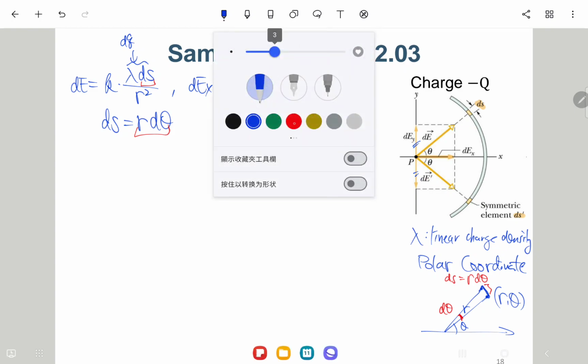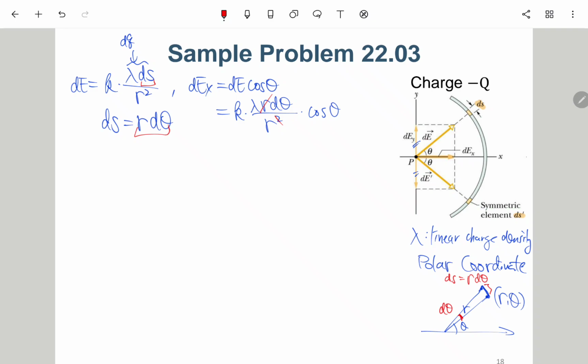In such a way we can cancel this r with this r squared, so it remains an r in the denominator, which means it becomes k lambda over r, and then we write cosine of theta in the front and d theta at the back, because finally we do the integration over theta, and this term is related to theta. So here we already have this dex, and we can do the integration.